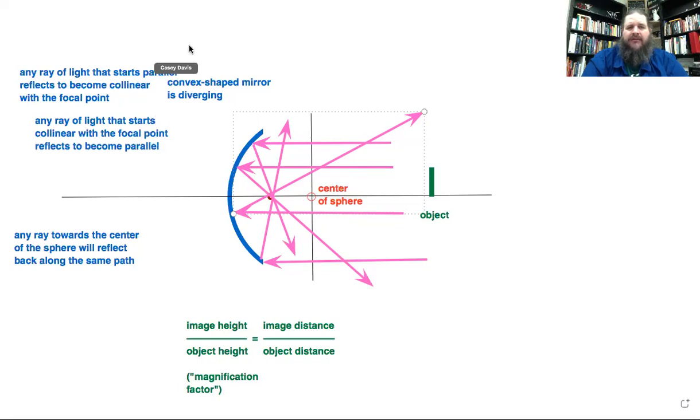So we call this a converging mirror. It's concave in shape, but the behavior is converging. So a mirror can be described in two different ways. You can describe it in terms of its shape, convex versus concave, or you can describe it in terms of what it does to the light, diverging mirror versus converging mirror. And generally, a convex shaped mirror will cause light to diverge. A concave shaped mirror will cause light to converge. Any questions on that so far?